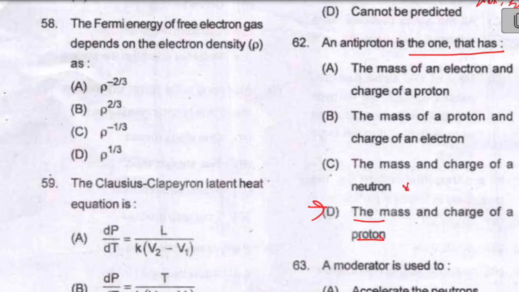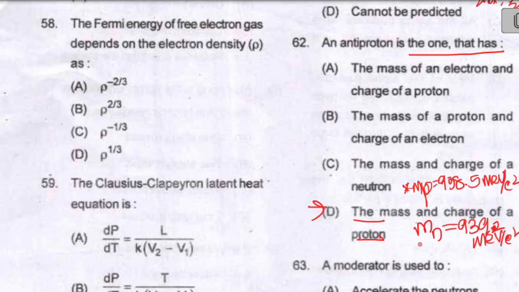Here you can remember the mass of proton is 938.5 mega electron volt per c square. This is for proton and antiproton. Mass is the same. Okay. In a similar way for neutron, the mass of neutron is 939.2 mega electron volt per c square. Okay.